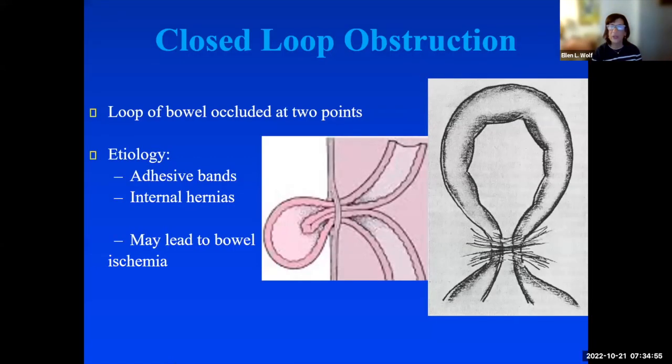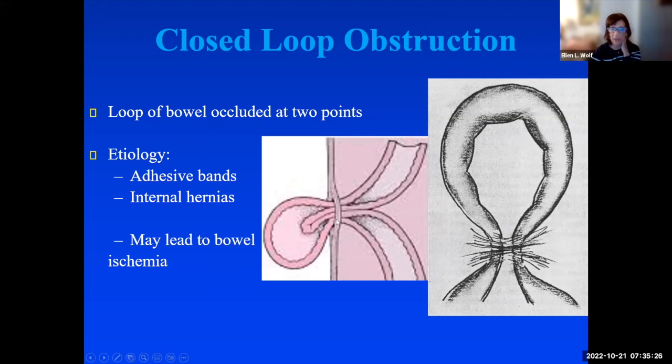Now, closed loop obstruction, I mentioned several times. It's very important when you see what looks like small bowel obstruction to determine if it could be a closed loop obstruction. Closed loop obstruction is defined as one loop of bowel which is occluded at 2 points. The etiology of closed loop obstruction is typically adhesive bands or internal hernias. And as we said before, it's important to diagnose closed loop obstruction because there's a higher incidence of bowel ischemia in this circumstance. So this illustrates what we mean by closed loop obstruction.